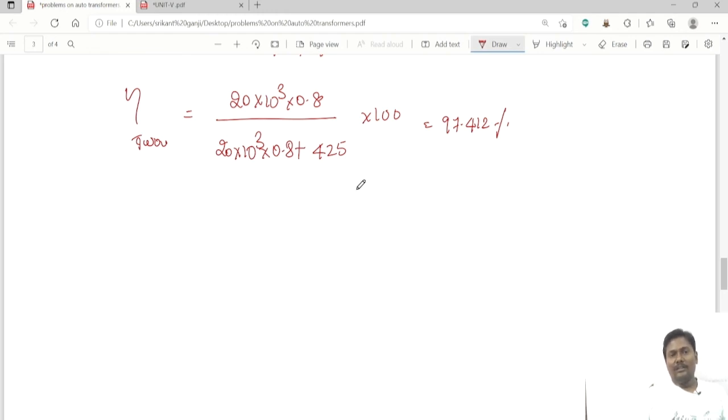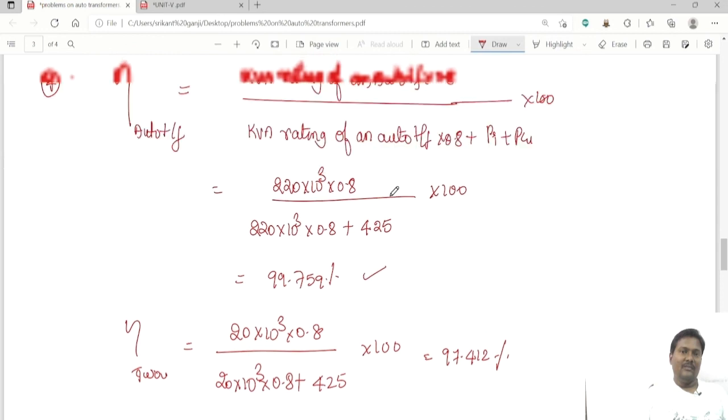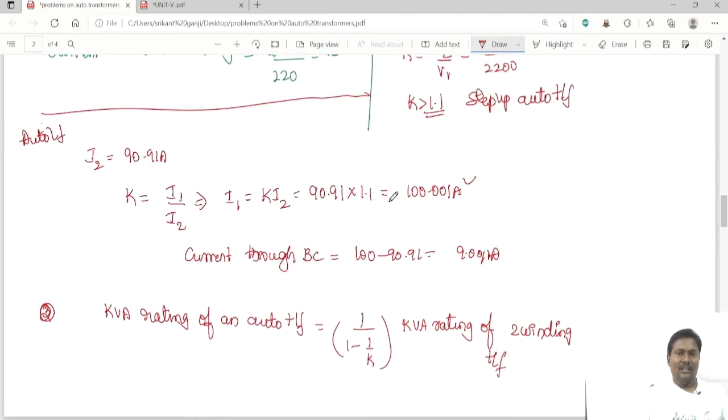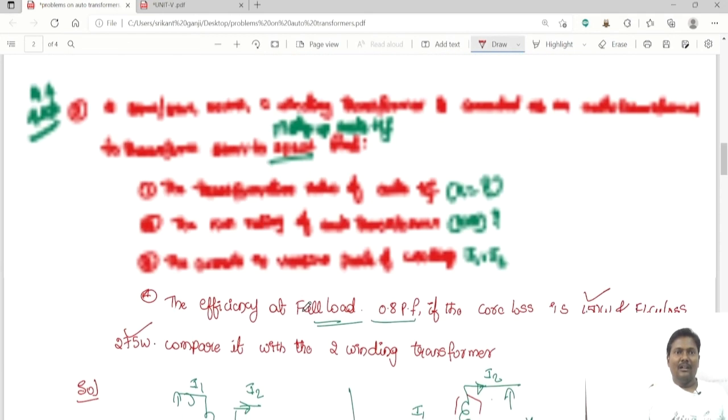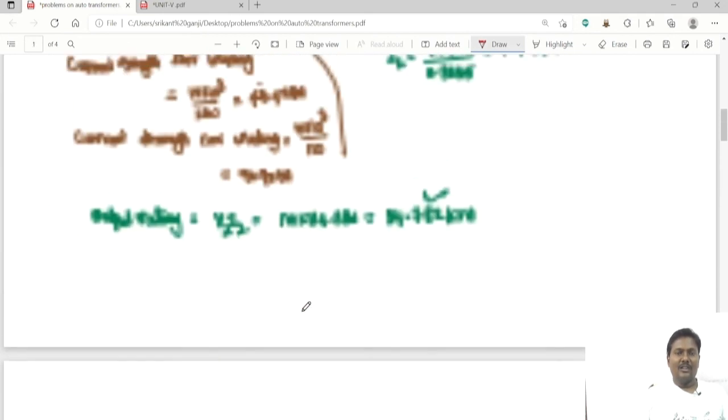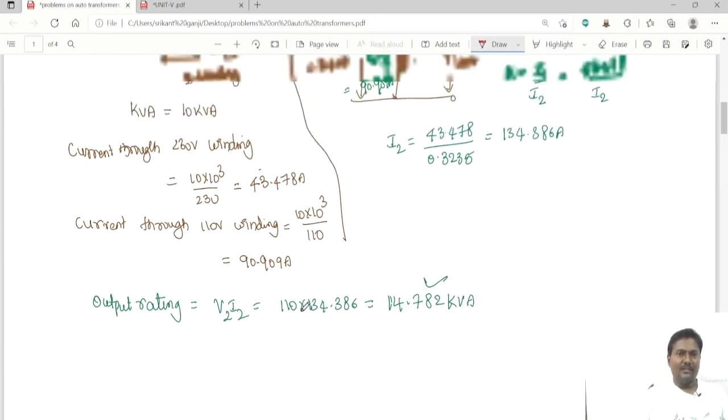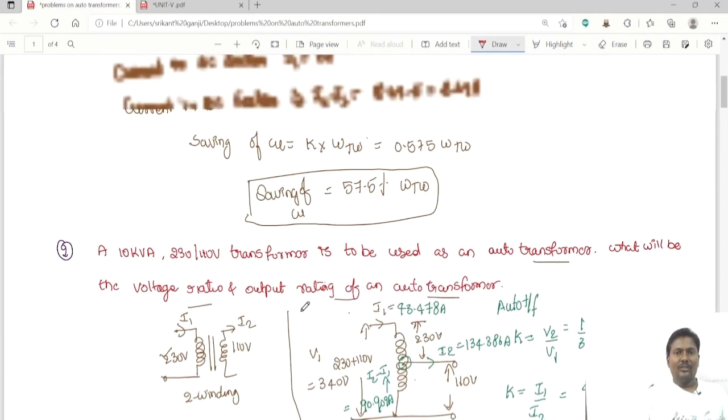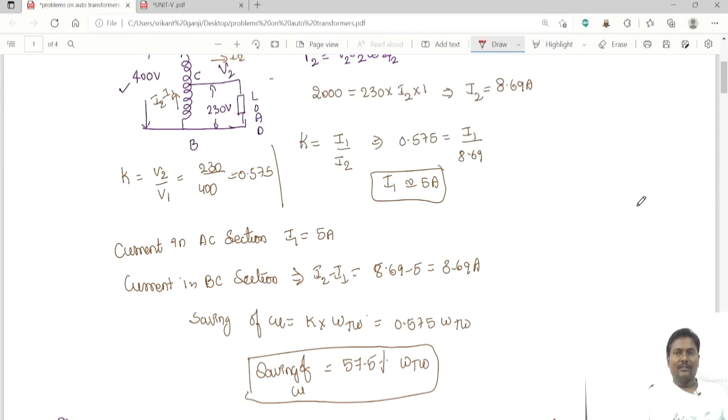That means, what are the points we discussed in the previous lecture? You can see efficiency is improved. The kVA rating is also improved, and the transformation ratio for the step up or step down is also changed. So saving of copper is also there. These are all the basic and most important problems we discussed.